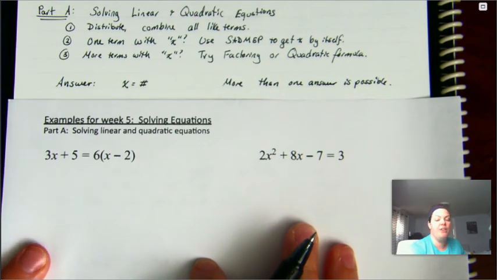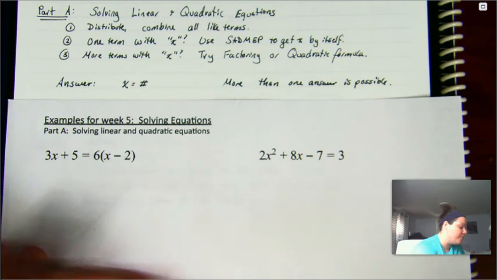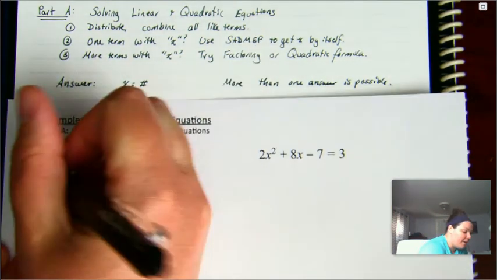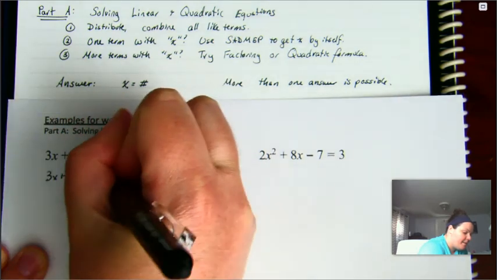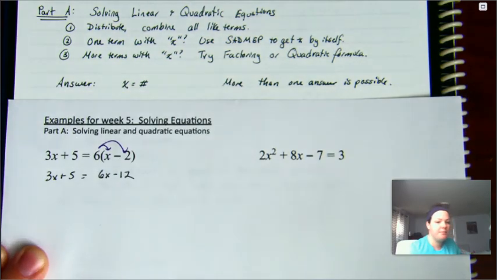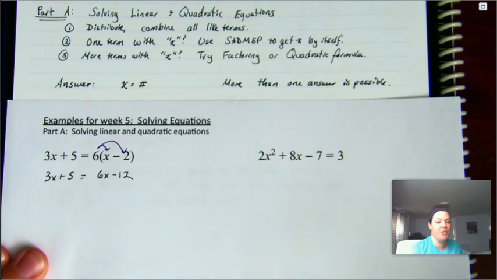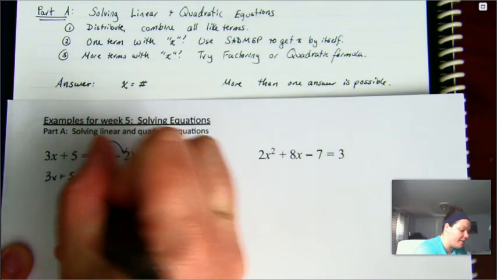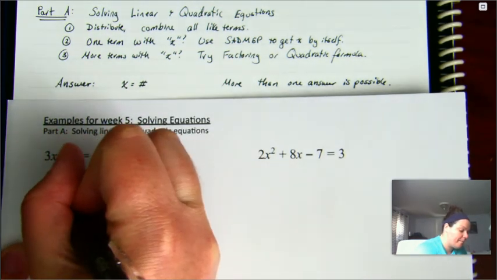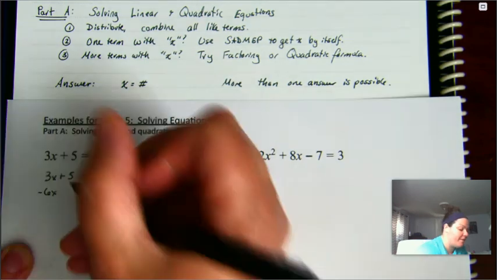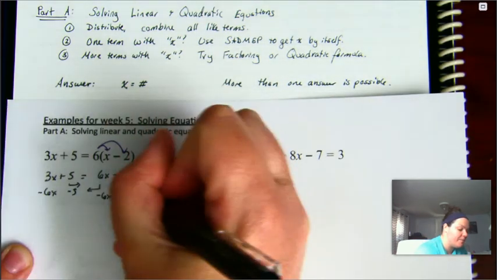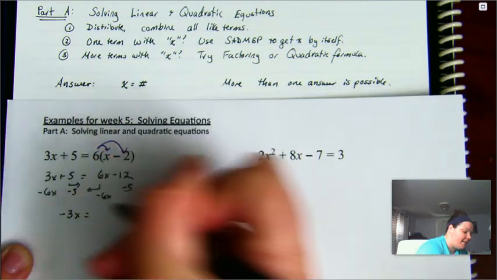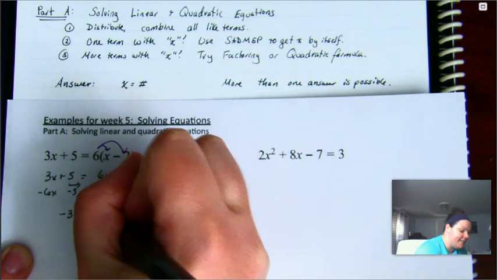So your first step is to distribute and combine your like terms. In this first example, we're going to distribute the 6 over here. I'm going to end up with 3x plus 5 equals 6x minus 12. And we want to combine all the like terms together. So I'm going to move the 6x over to the other side by subtracting it, and I'm going to subtract the 5 and move the 5 to the other side by subtracting that as well. So I'm going to end up with a total of negative 3x is equal to negative 17.